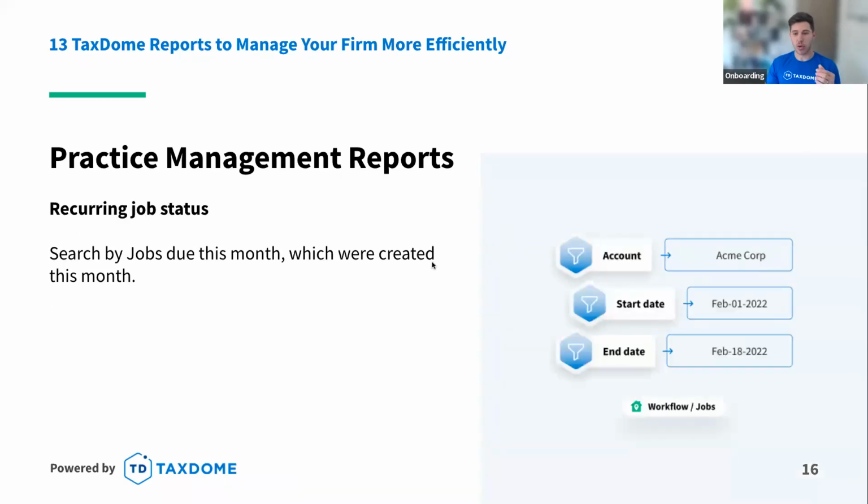Recurring job status. So for example, you want to find all of the jobs that were started in the last month. Oftentimes this will be your recurring jobs. So if you have, let's say, jobs that recur on a bi-weekly basis, you'll be able to find, okay, I want to find all the bookkeeping jobs for Acme Corp in the last 2 weeks, find them, sort them, and do whatever it is that you need to afterwards.